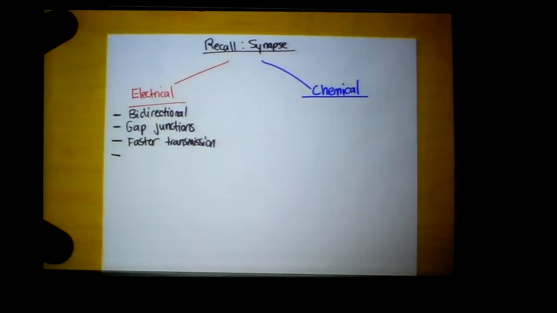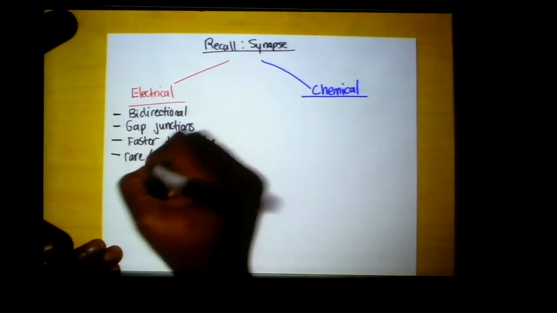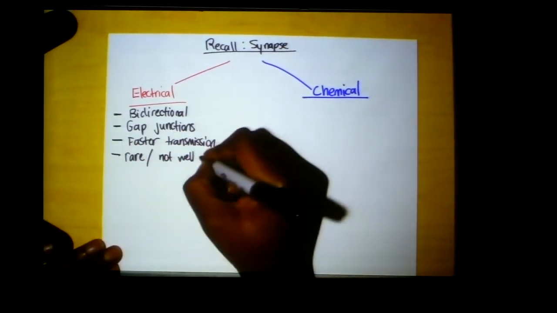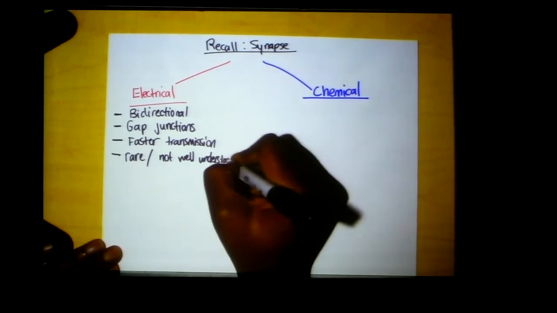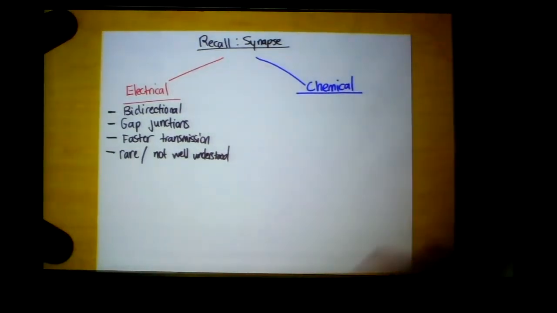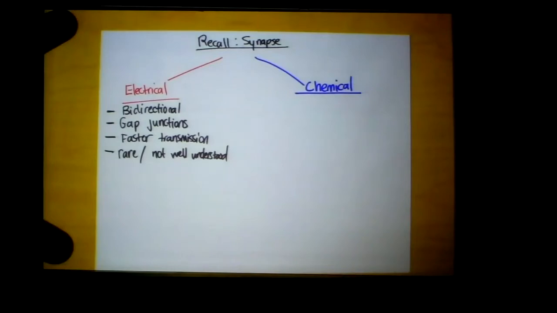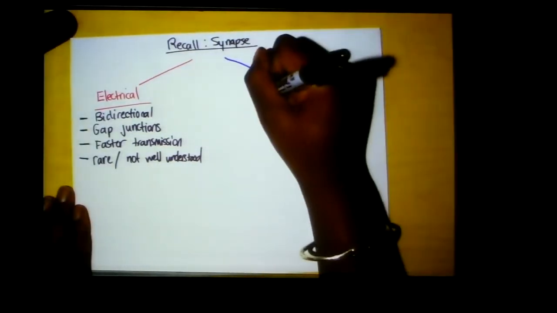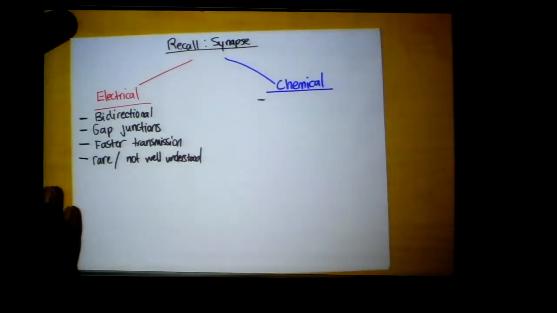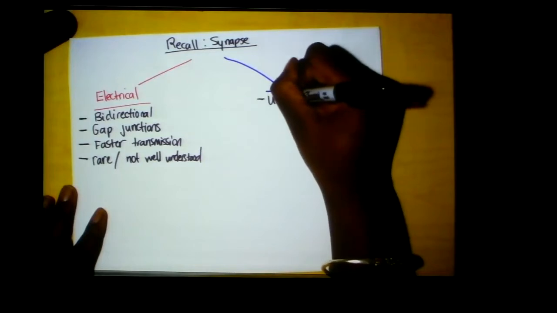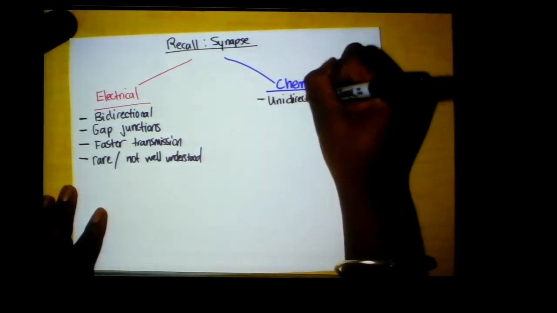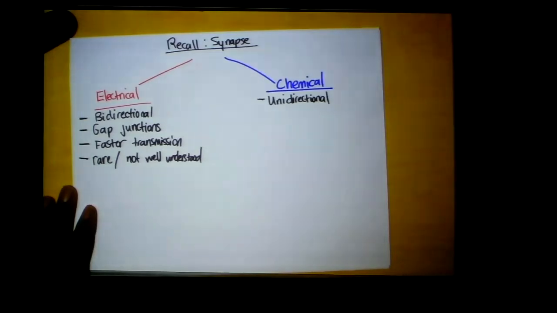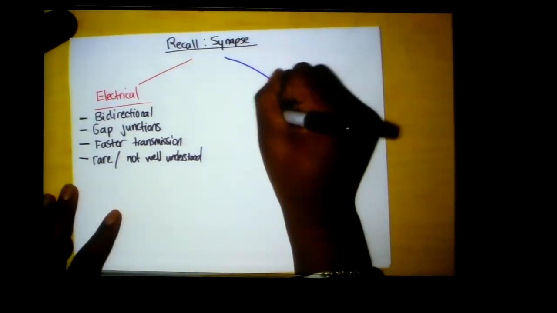Okay, and then lastly, we said that they are rare and not well understood. Okay, all right, so that's electrical impulses, and this is literally all I expect you to know about electrical impulses. Chemical impulses. What properties did we say about these? So in contrast to being bidirectional, chemical impulses are unidirectional, right? And we looked extensively at why, the nature of the action potential, and that saltatory conduction makes these unidirectional.